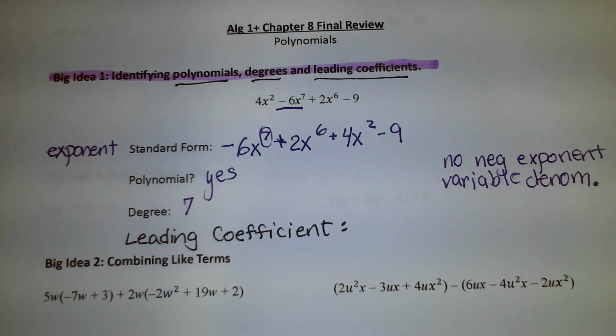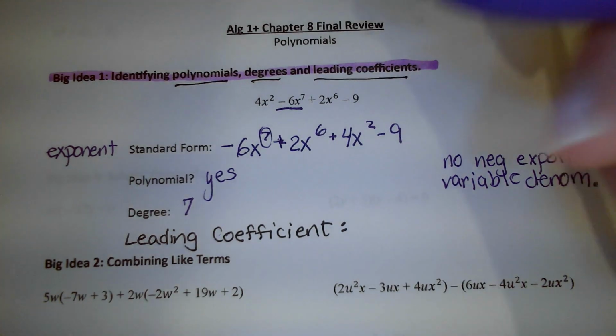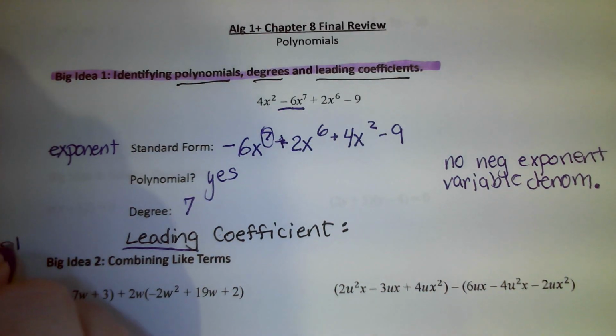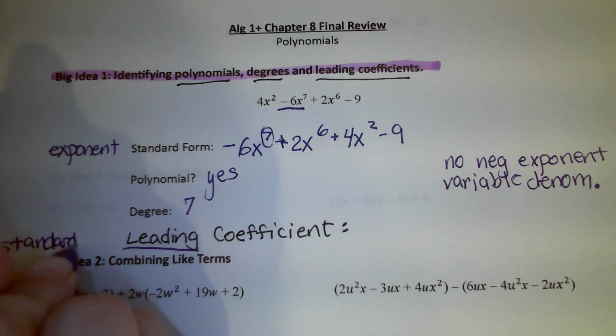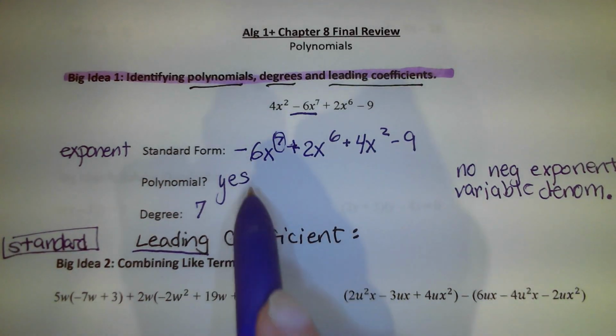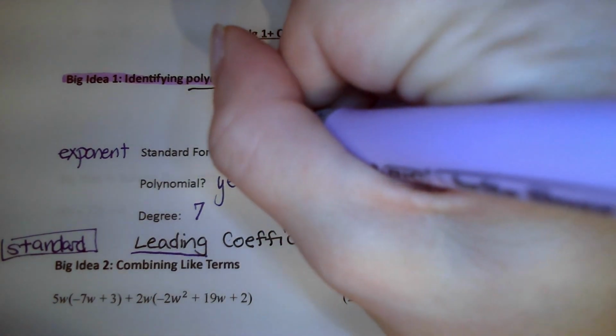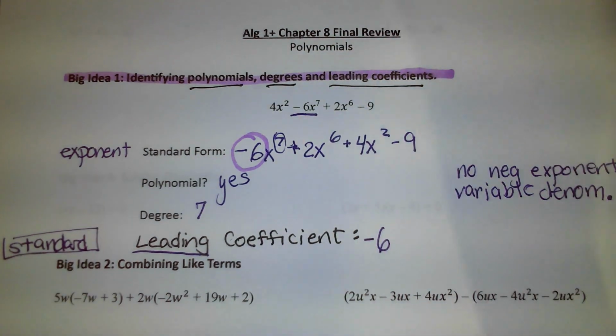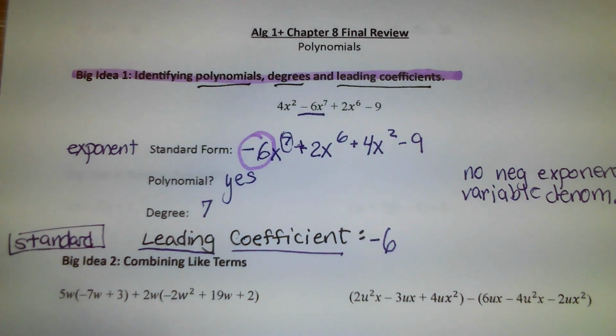And the last question asks us about the leading coefficient. Now, the leading coefficient is just the coefficient, all right? So that means we look at the line leader of our standard form. It needs to be based on standard form. Once you're in standard form, then your leading coefficient is just literally your line leader. So for this polynomial, the coefficient of the term leading my polynomial is negative 6. Notice the x is a variable. It is not part of the leading coefficient. The leading coefficient is just the coefficient.